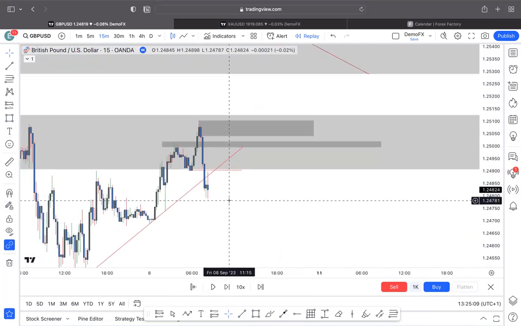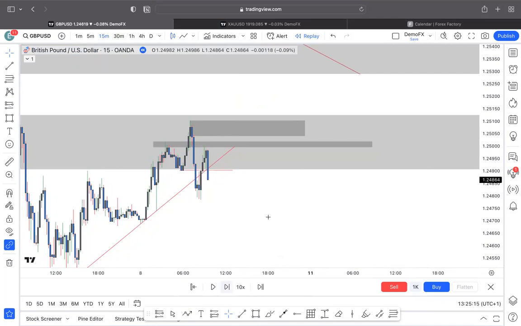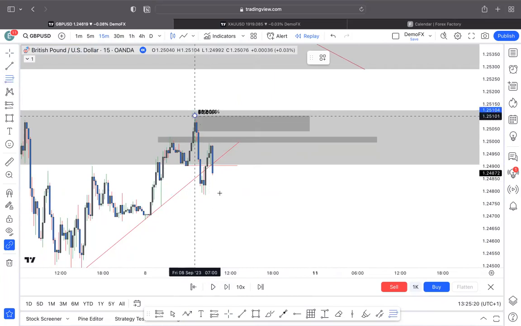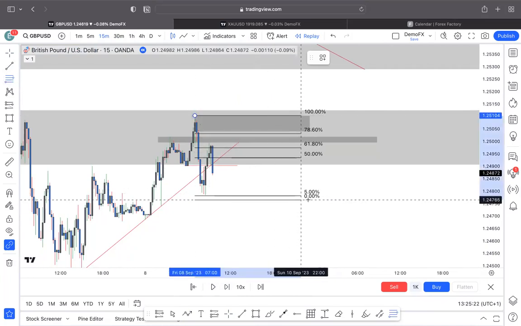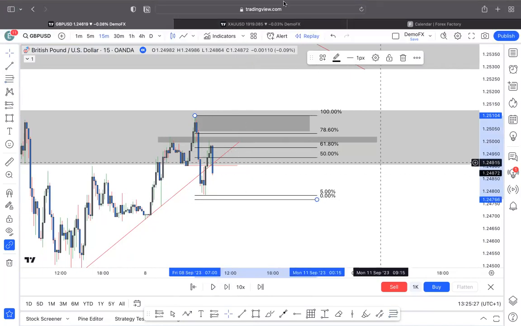Now, trend line traders would have gotten in here, early sales. That's good for them. Probably make their quick scalp money. I'm not doing that with them. Me personally, I pull out my Fibonacci from here to here, and I'm basically looking to sell.